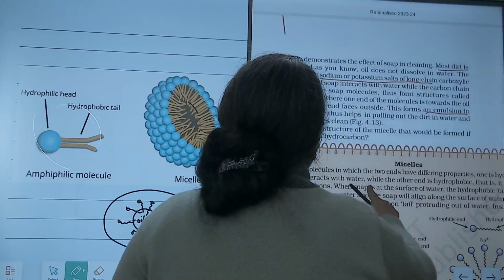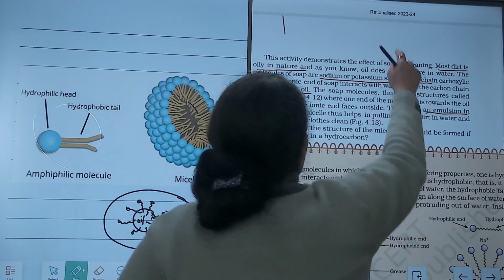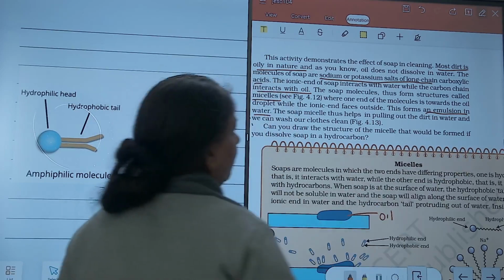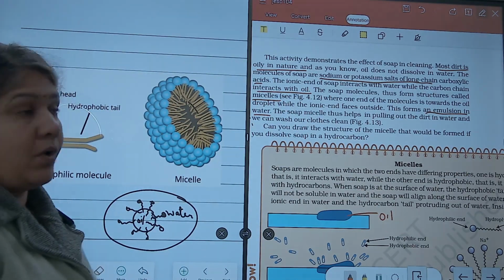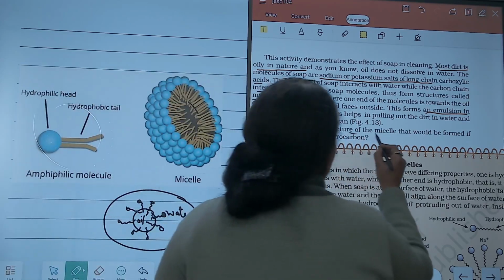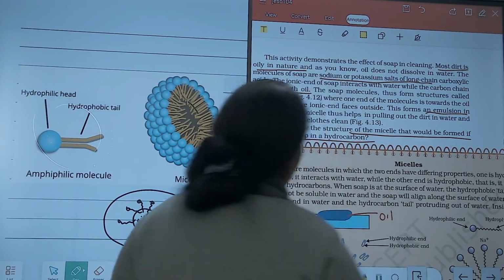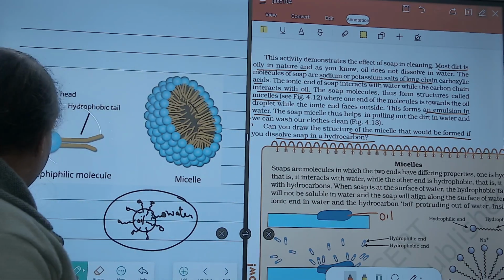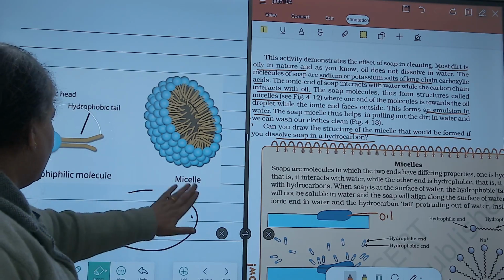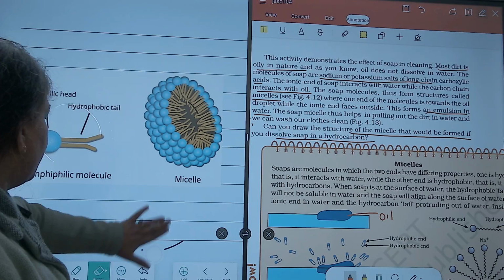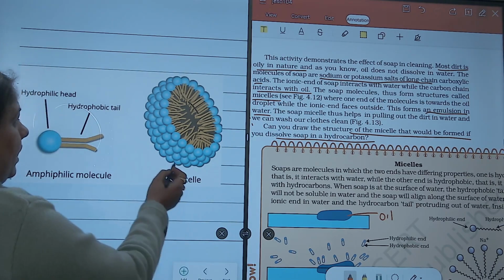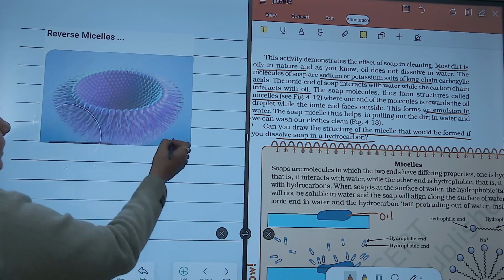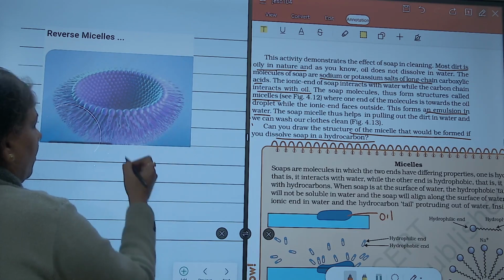See, one more question is asked here. Can you draw the structure of micelle that would be formed if you dissolve soap in hydrocarbon? So this is very important. When soaps are dissolved in hydrocarbon, we get reverse micelle. See, reverse micelle is just the reverse of the micelle structure. In case of reverse micelle, the soap is now dissolved in hydrocarbon.